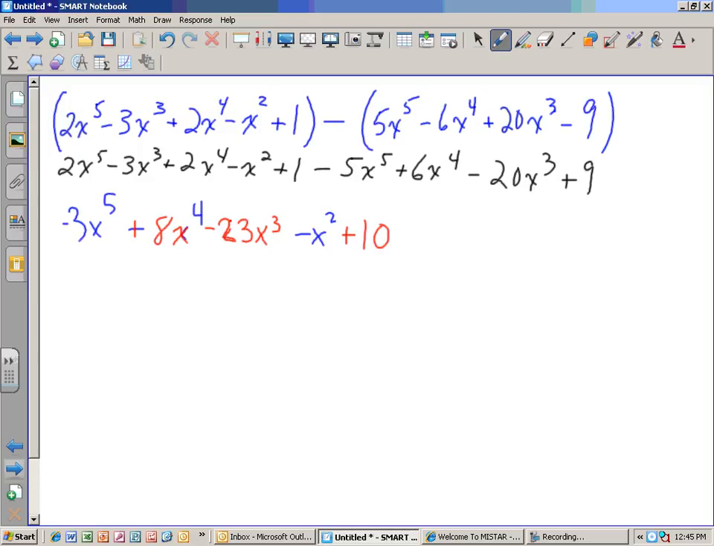So it may be better, especially if you're getting a lot of these wrong, to distribute the negative through the second parenthesis, and then go ahead and combine like terms. Okay? And as you're doing that, it is also helpful, 2x to the fifth minus 5x to the fifth gives you negative 3x to the fifth. So it is helpful to strike them out too as you go, so you don't get confused, especially when you have a long string of terms. Okay?